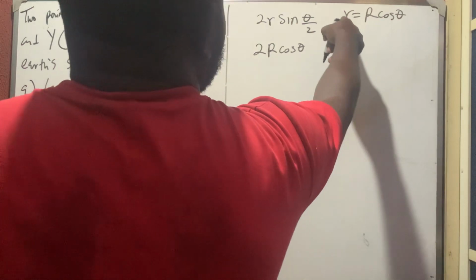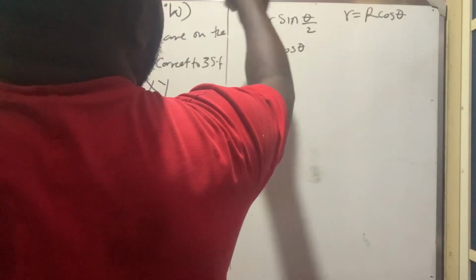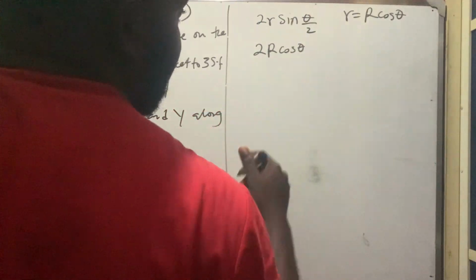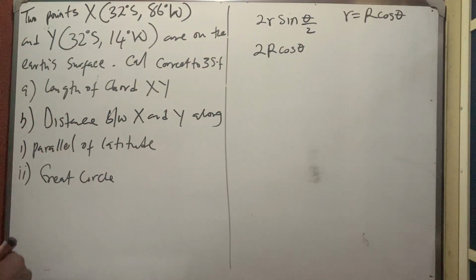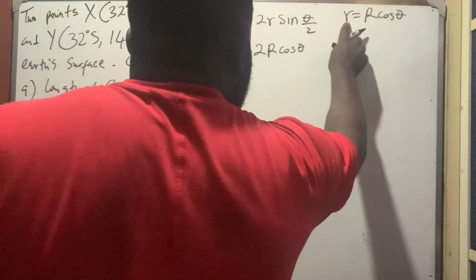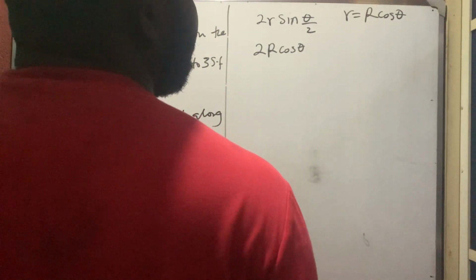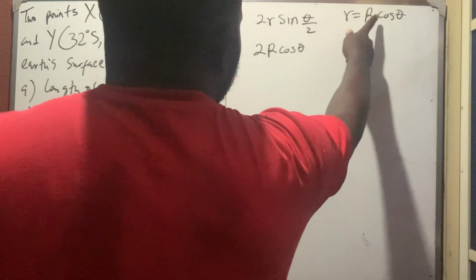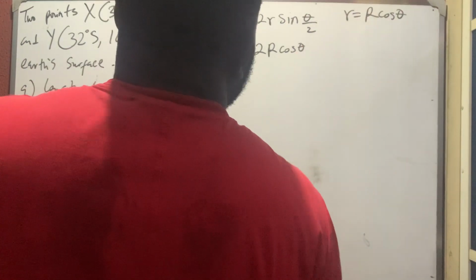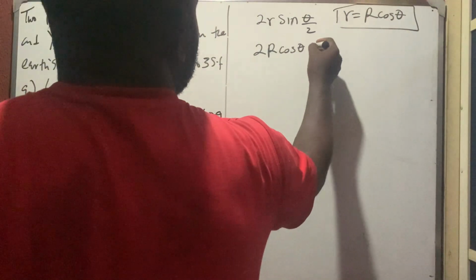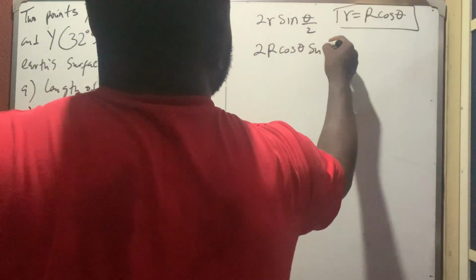This small r is the radius of what? The parallel of latitude. Why is this one the radius of the earth? That is the line of longitude. So this is the radius of the small circle, while this one is the radius of the big circle. So the relationship between the radius of the small circle and the radius of the big circle is this formula. Okay, so don't forget this. Very, very important. So if you now put it, you're going to have sine theta over 2.